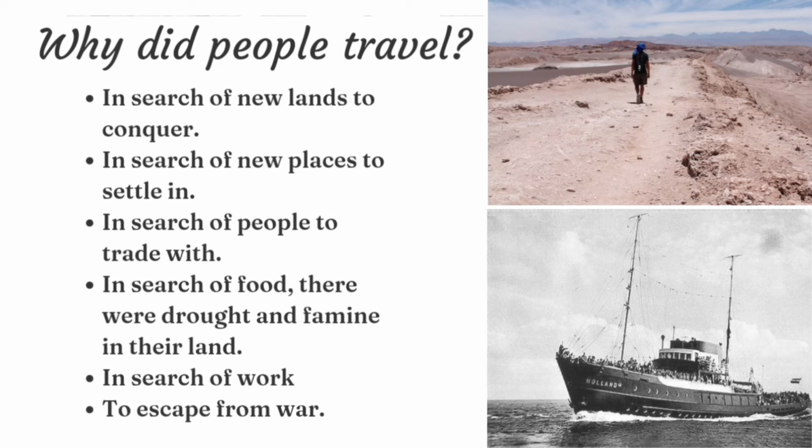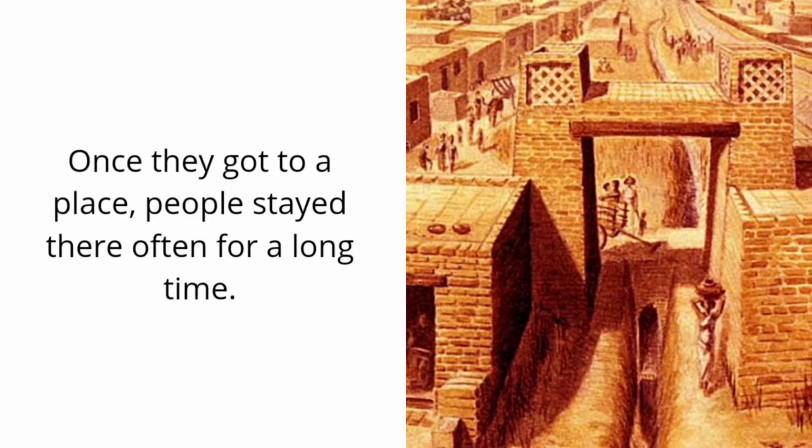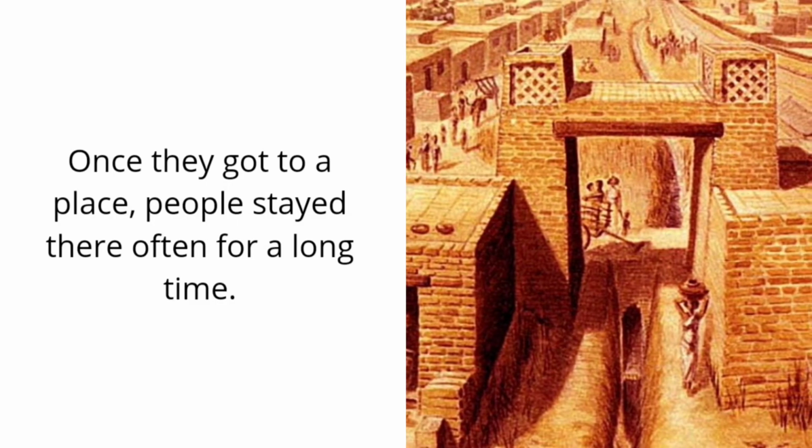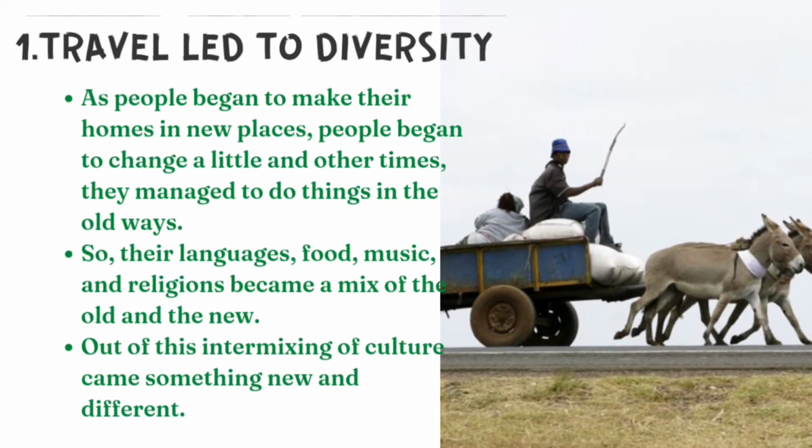First one, in search of new lands to conquer. Second, in search of new places to settle in. Then, in search of people to trade with. In search of food if there were drought and famine in their land. In search of work and to escape from war sometimes. Once they got to a place, people stayed there often for a long time. Now let's discuss the different aspects that led to diversity.